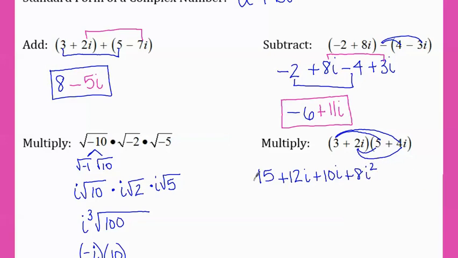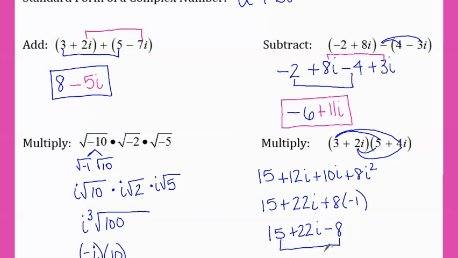So now we need to start simplifying. We're going to leave 15 for now. 12i plus 10i would be 22i. And then earlier we said i squared was equal to negative 1, so plus 8 times negative 1. That's going to simplify to negative 8. And then finally we have two more like terms that we can combine. 15 minus 8 is 7. Bring down our plus 22i.